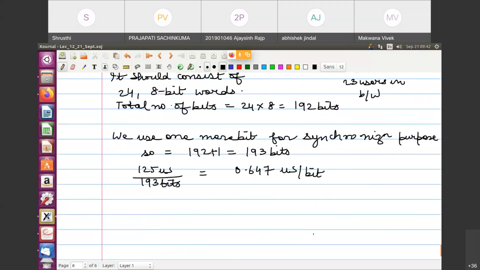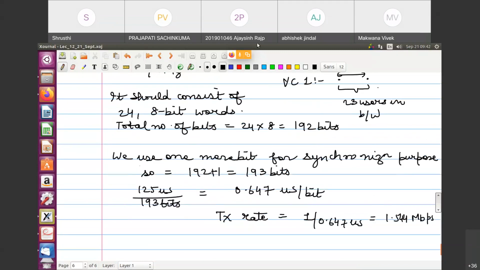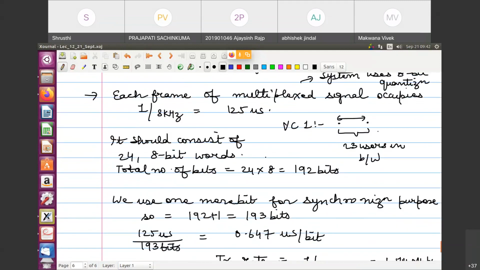And what is the transmission rate now? The transmission rate is only 1 upon 0.647 microsecond, which is 1.544 Mbps. So it means in this T1 system 1.544 megabits per second are transmitted over the two pair line.